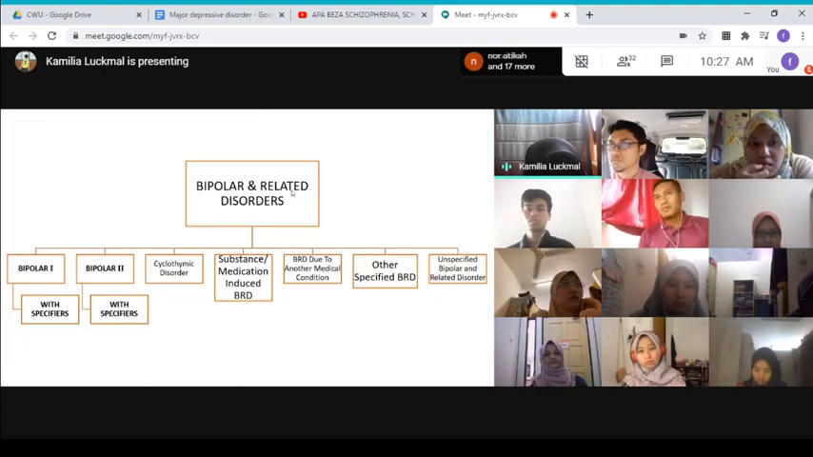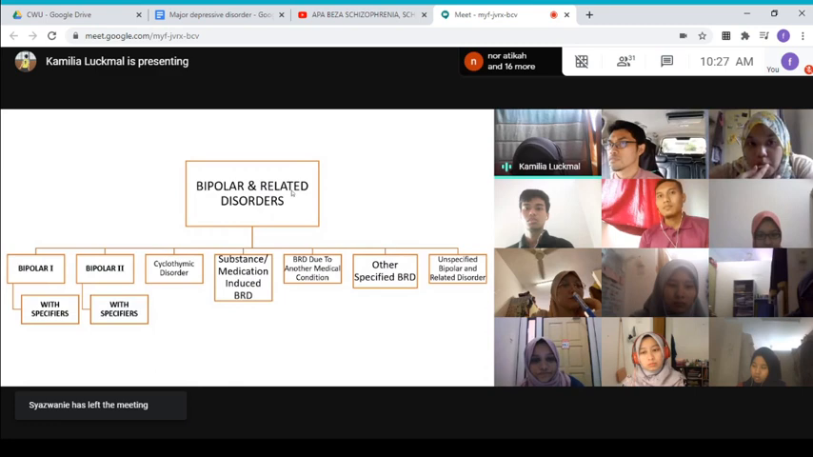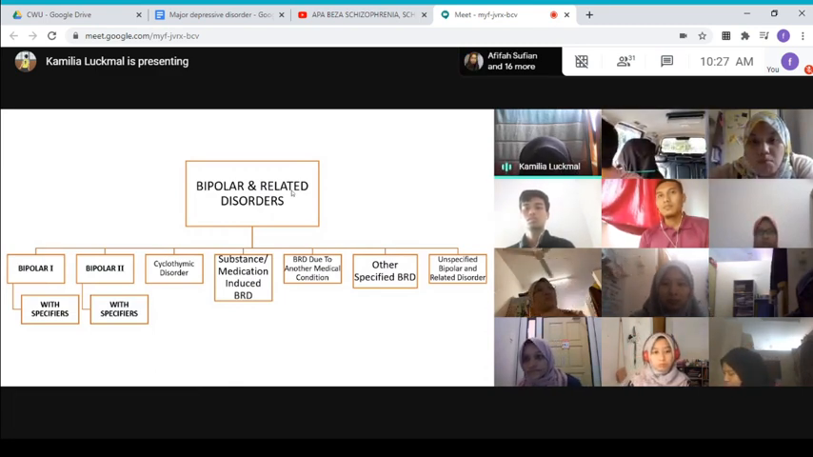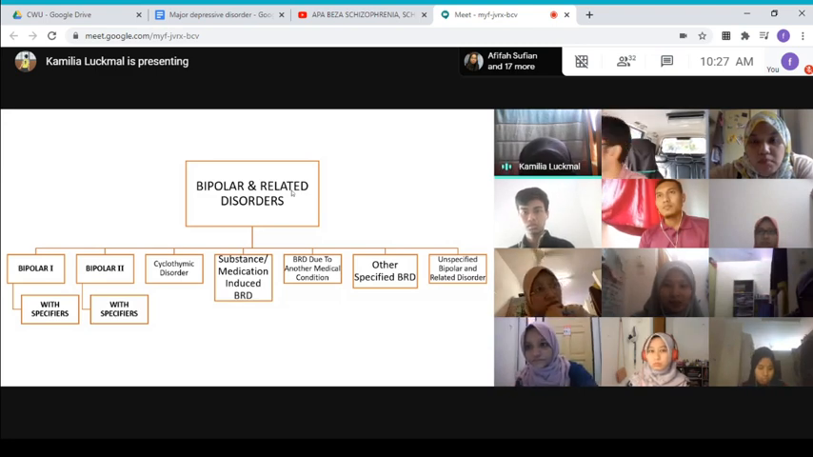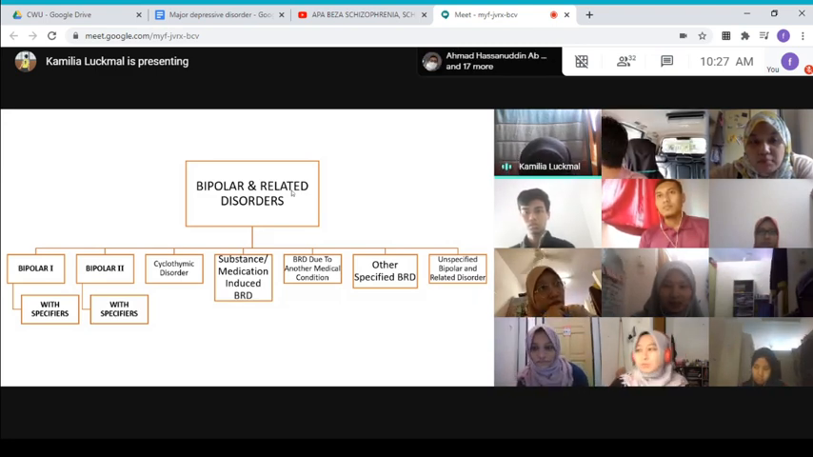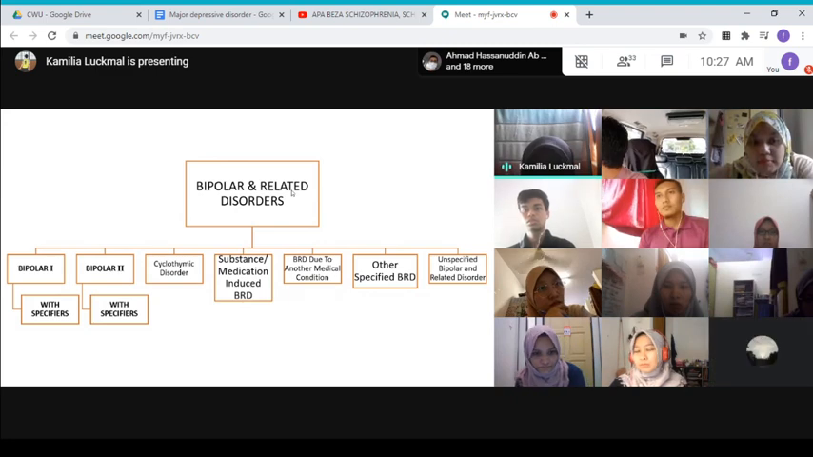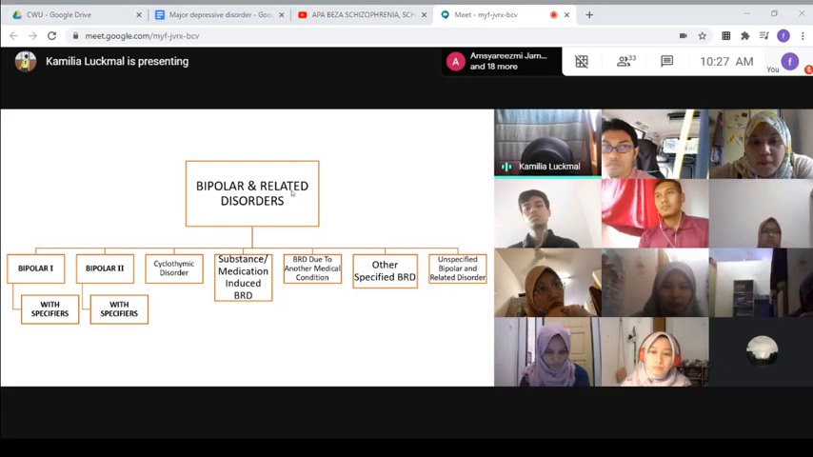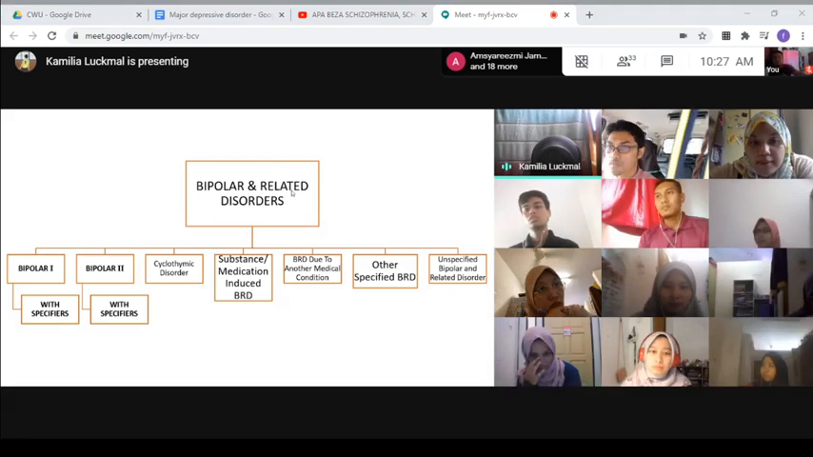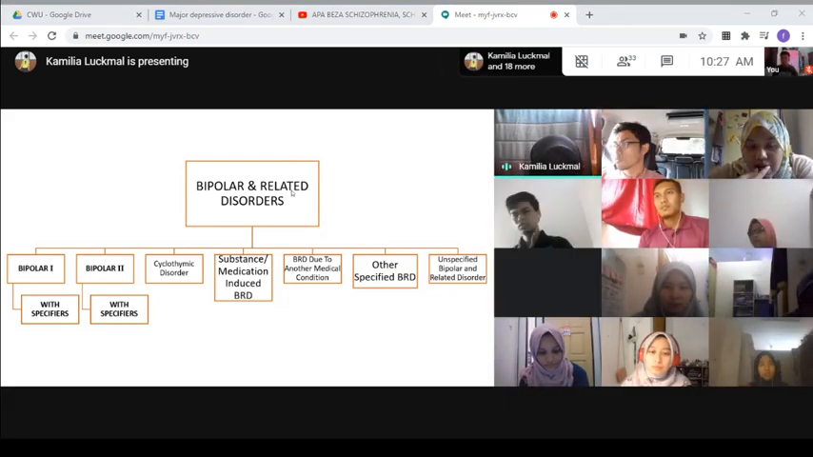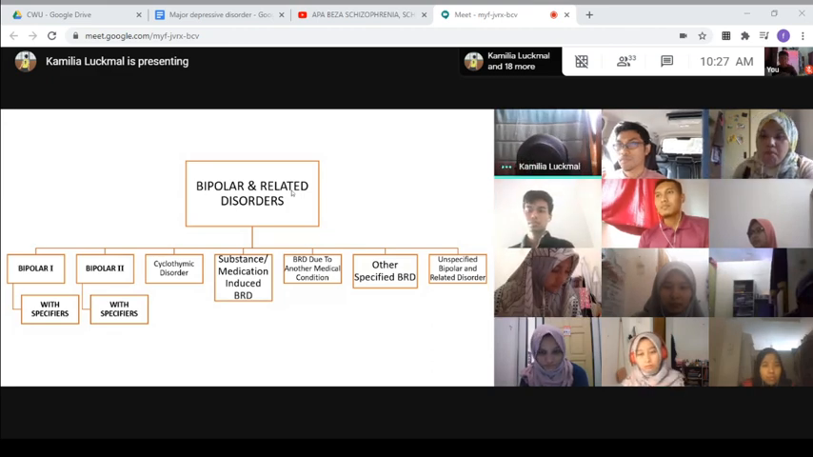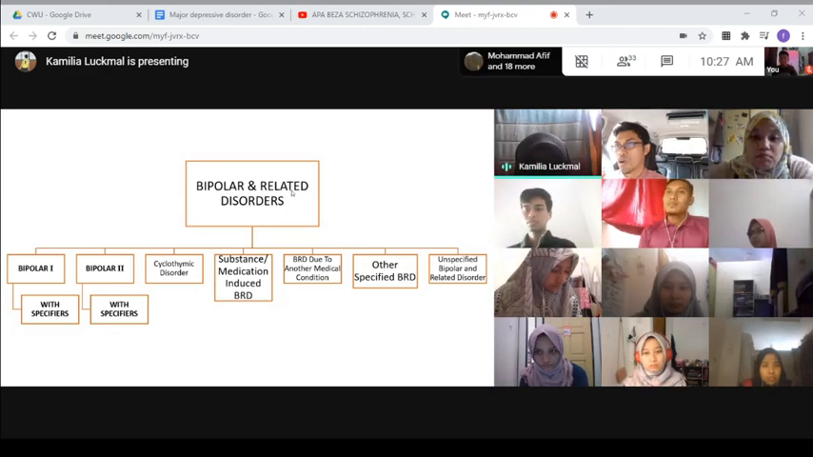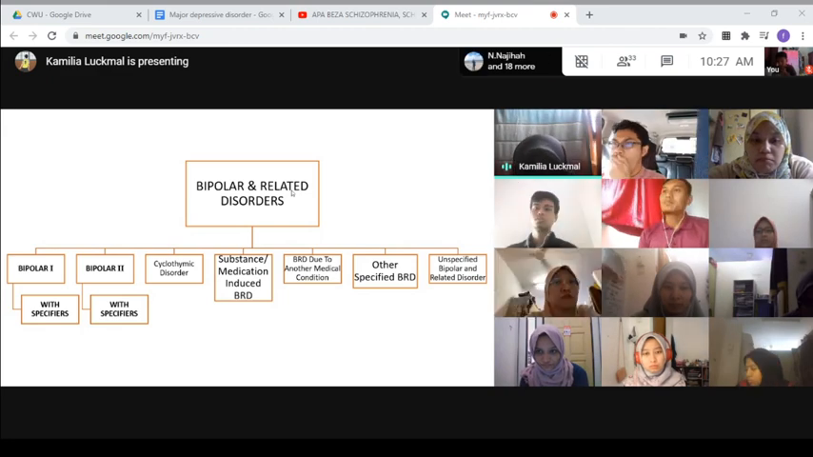Okay, these are the subtypes of bipolar and related disorder as listed in the DSM-5. They are bipolar 1, bipolar 2, cyclothymic disorder, substance-induced bipolar and related disorder, bipolar and related disorder due to another medical condition, other specified and unspecified bipolar and related disorder. And I will talk about bipolar 1 and bipolar 2 while the rest will be presented by Brother Izzuddin.